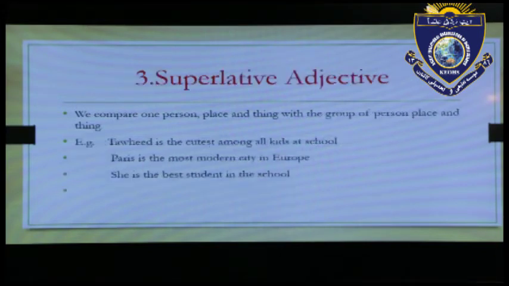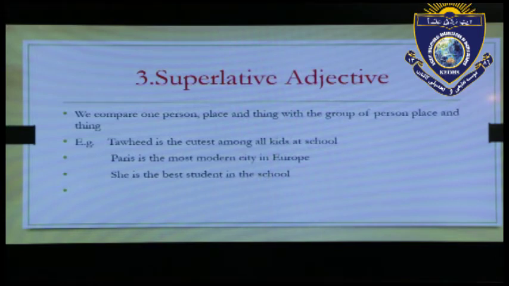Number three is superlative. In superlative, we compare one person, place, or things with a group of persons, places, and things. We compare one person with a group of persons. We compare one thing with a group of things. We compare one place with a group of places.